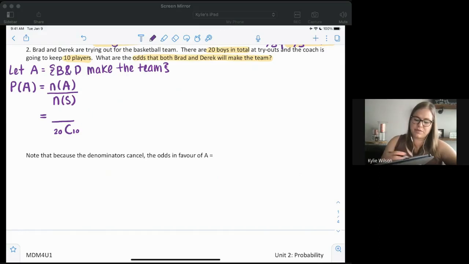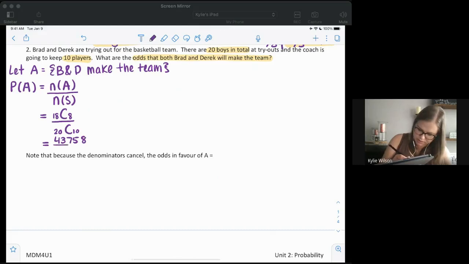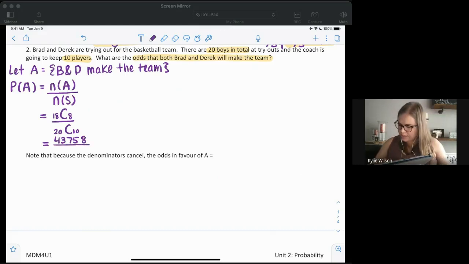Then for the number of ways that we could make a team with Brad and Derek both there: Brad and Derek have to be on the team. So that means we only have 18 people to choose from because Brad and Derek have already been selected. And we're going to choose 8 of them because we only have 8 more spots because Brad and Derek took up 2. So now this will be equal to 18 choose 8, 43,758, divided by 20 choose 10, which is 184,756. So you can already see how unit 1 is coming about in unit 2.